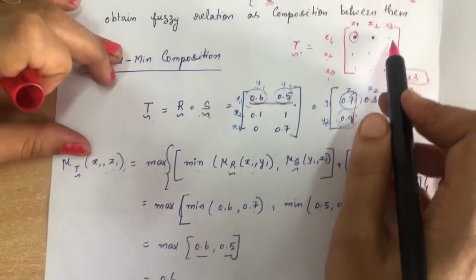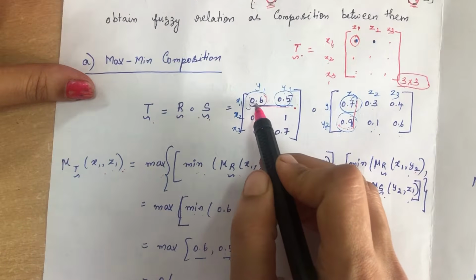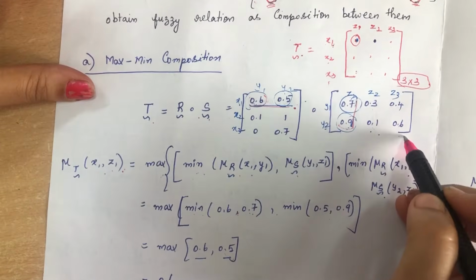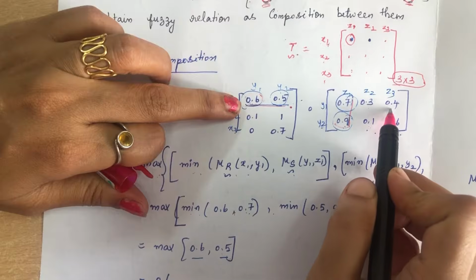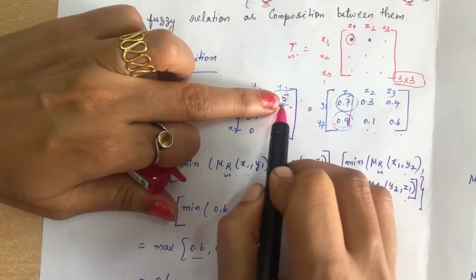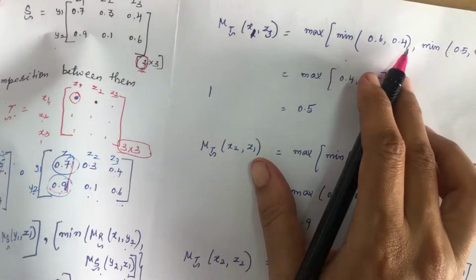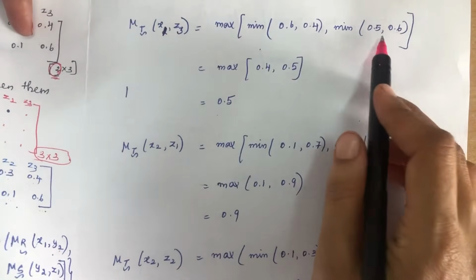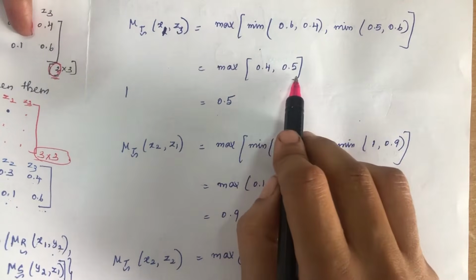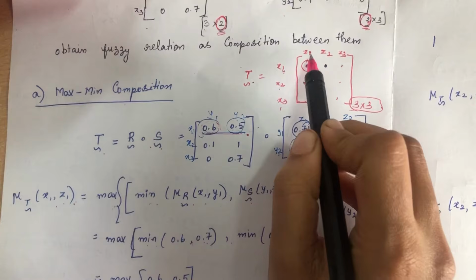Next we will find x1 comma z3. How will you find this? It is a composition between the first row and the third column. It is the max of the minimum of 0.6 comma 0.4, and the minimum of 0.5 and 0.6. When you take the minimum, you get 0.4 here and 0.5 here. When you take the maximum, you get 0.5. This is what you will substitute in this position. Now we move on to the position x2 comma z1.